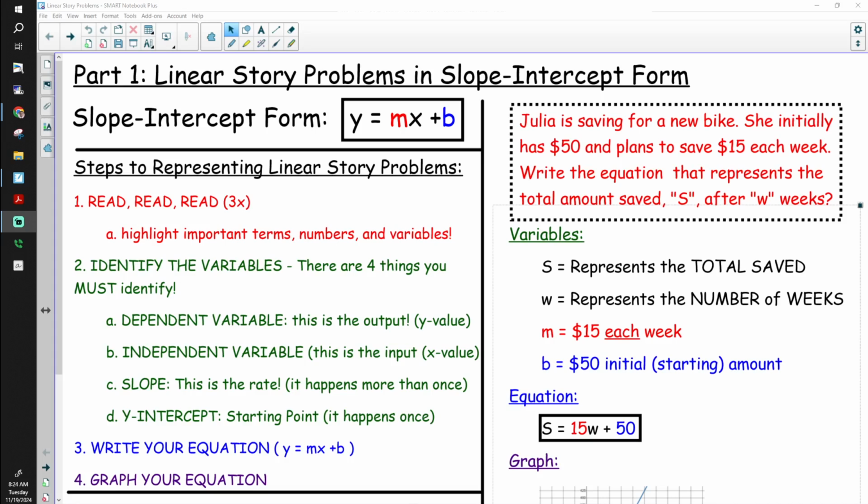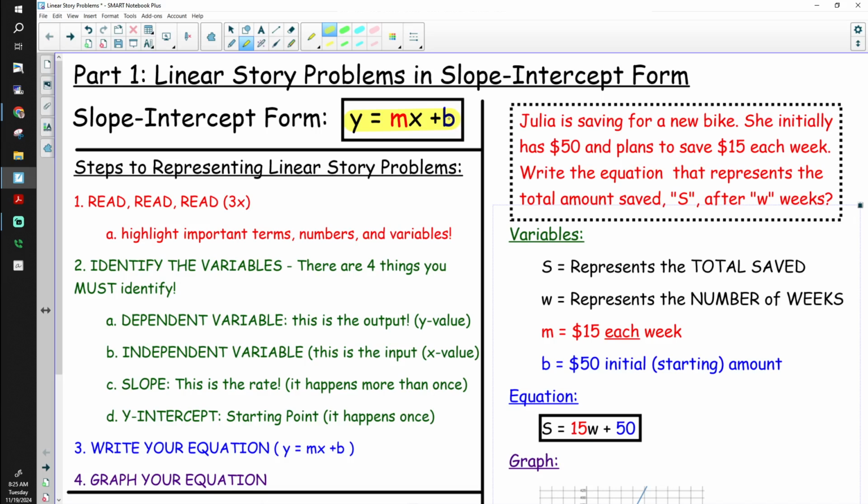We got one more thing to do with linear, and that's we have to take a story problem, turn it into a linear equation, and then be able to answer some questions. So we have two parts. Now we have two ways to write linear equations. The first way, the most popular way, is y equals mx plus b. This is called slope-intercept form. We know it. M is our slope, b is our y-intercept.